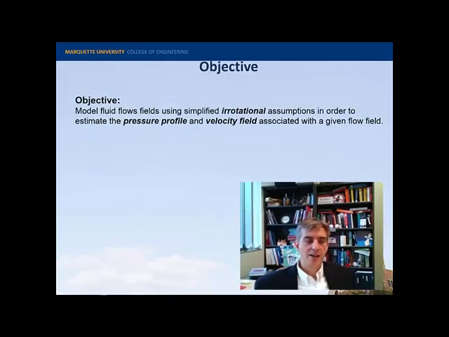So the objective of this module is to introduce you to irrotational flow and what those solutions are. And then from those flow fields, we can make estimates of the full velocity field and then convert that to a pressure field using the Bernoulli equation.